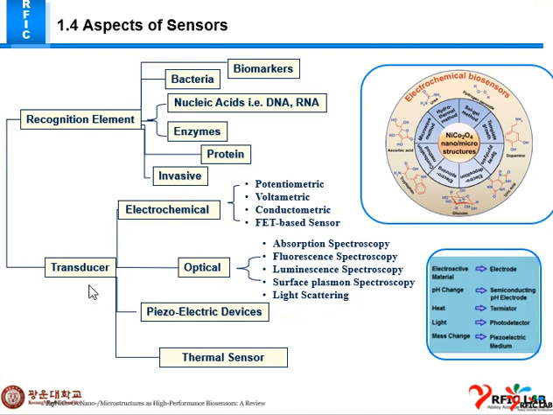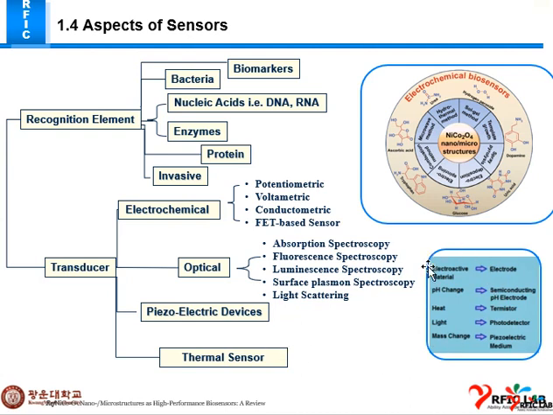And for a transducer, it can be a different part like electrochemical, optical, piezoelectric device, and thermal sensor. Electrochemical can be of different types: potentiometric, voltametric, conductometric, FET-based sensor, and optical absorption spectroscopy, fluorescence spectroscopy. Basically, it is based on the light scattering and transmission of light, like luminescence, LSPR, and light scattering.